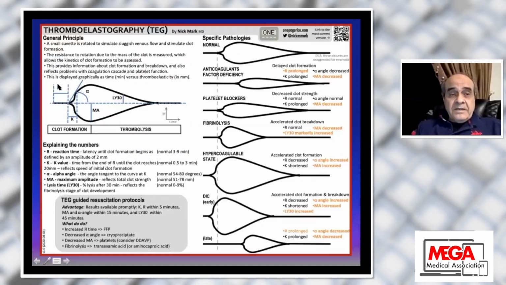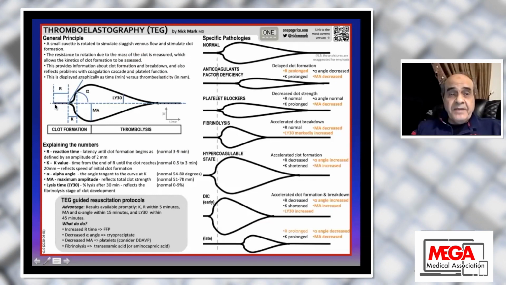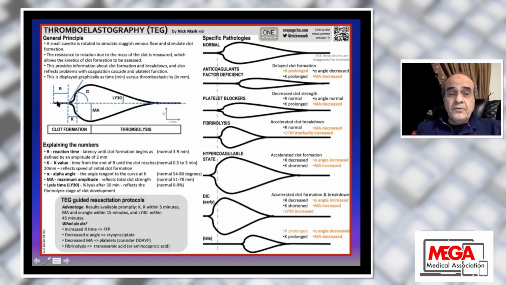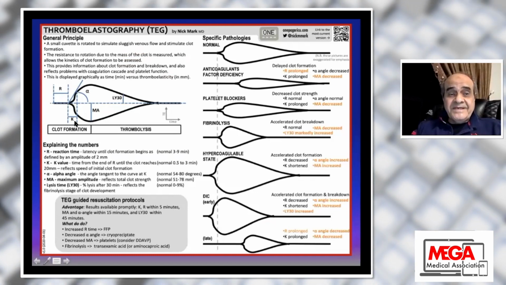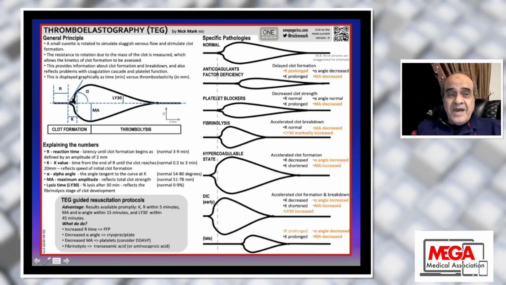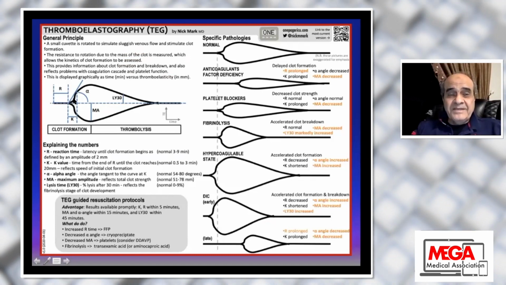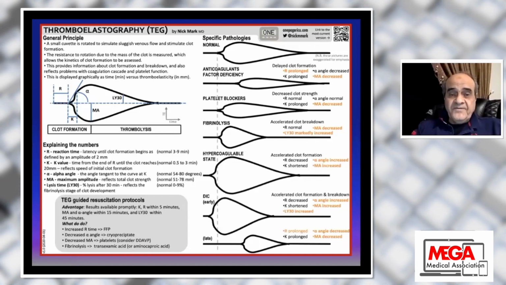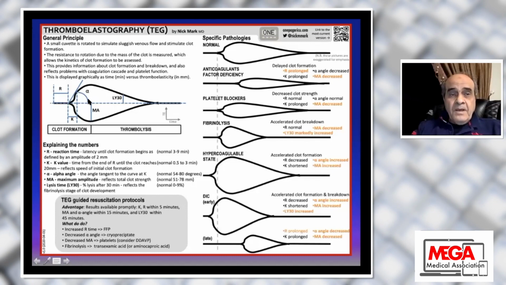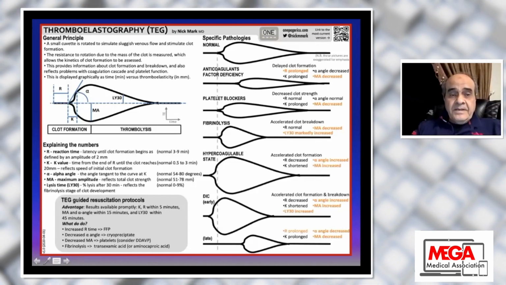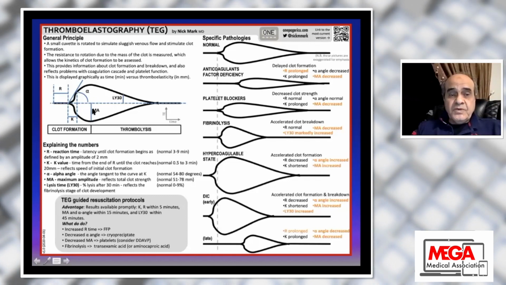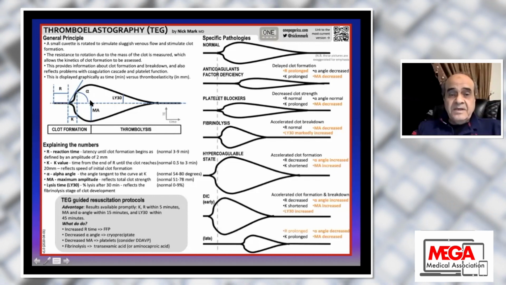As we see here, this is the R stage, or R, which is the reaction time. It takes about 3 to 9 minutes. If it is prolonged, it means there is a defect in the coagulation factors. After that, the K value, which starts from the end of R till the clot reaches a firmness, a height of about 20 mm, gives me an impression about the firmness or stability of the clot. Normally it takes about 1 to 3 minutes to reach this value. After that, the alpha angle informs me about the normal process of coagulation and the fibrinogen content. The maximum amplitude also informs me about the total clot strength, normal value from 50 to 78.